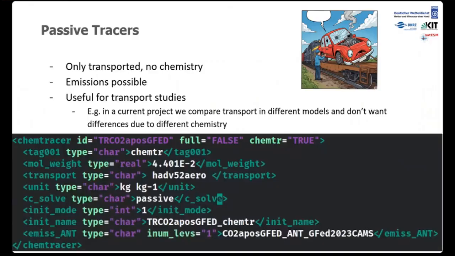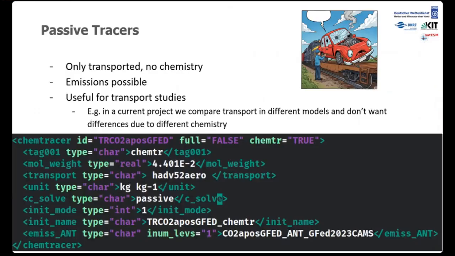So passive tracers are only transported. Only transported means there's no chemical change, so this Rchem is 0. But for example, emissions would be possible, so that's how you can increase the tracer. And this tracer is useful for example, for transport studies.